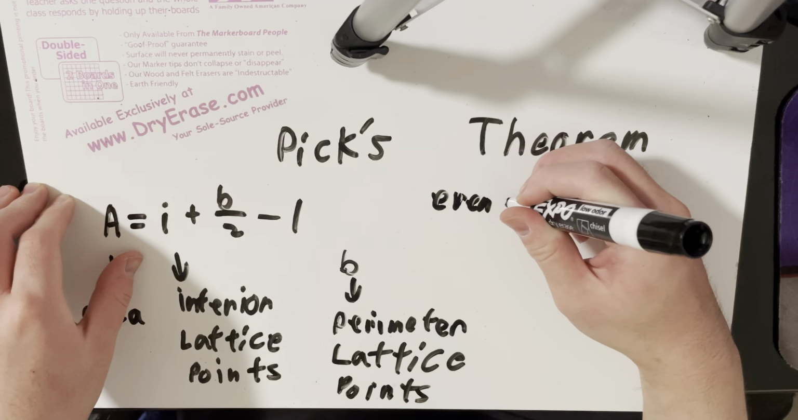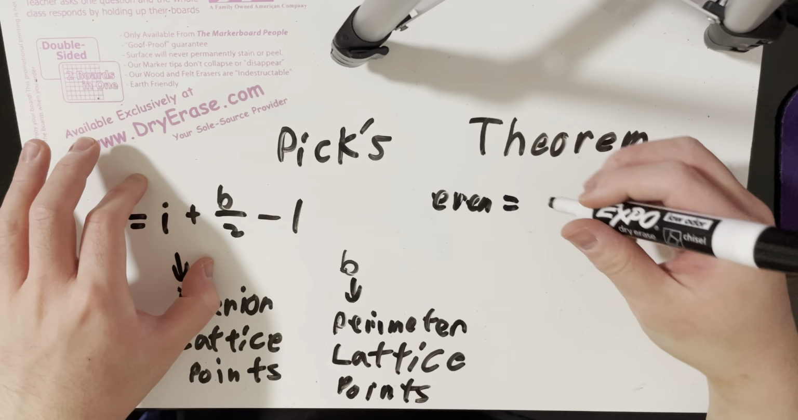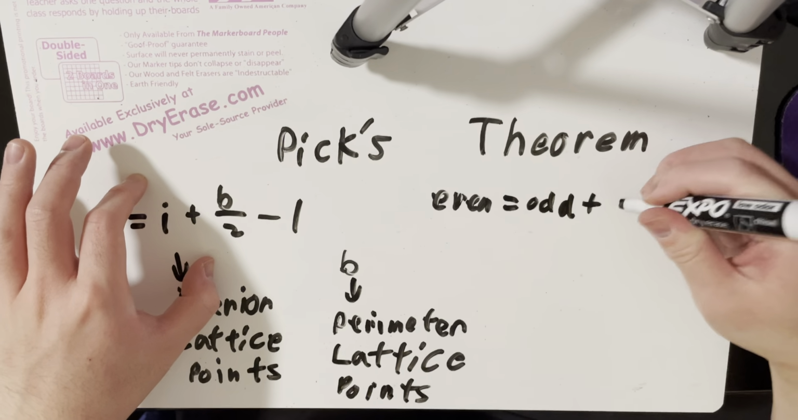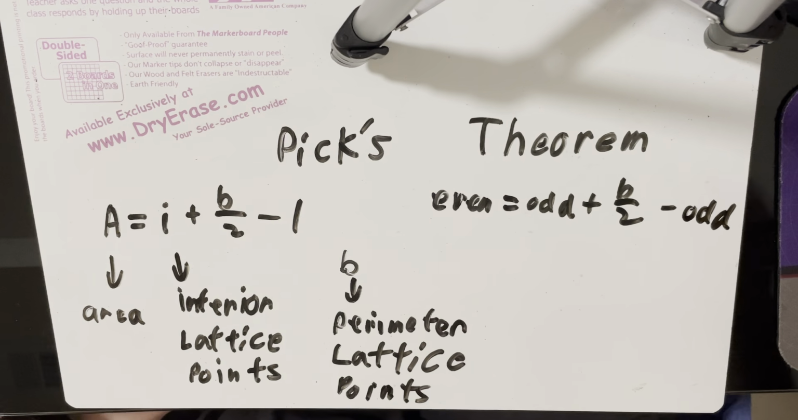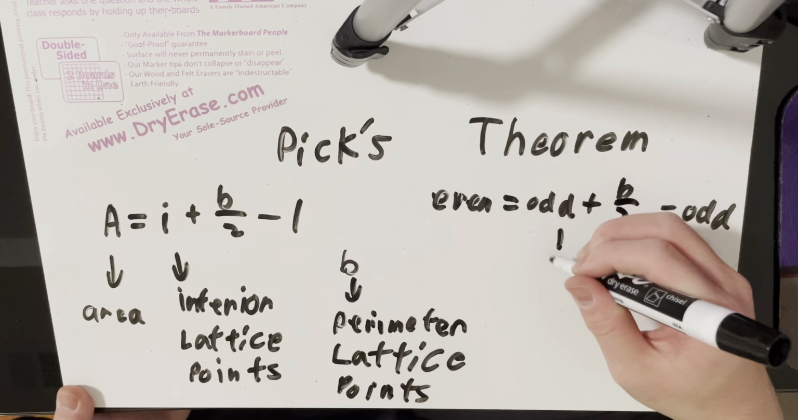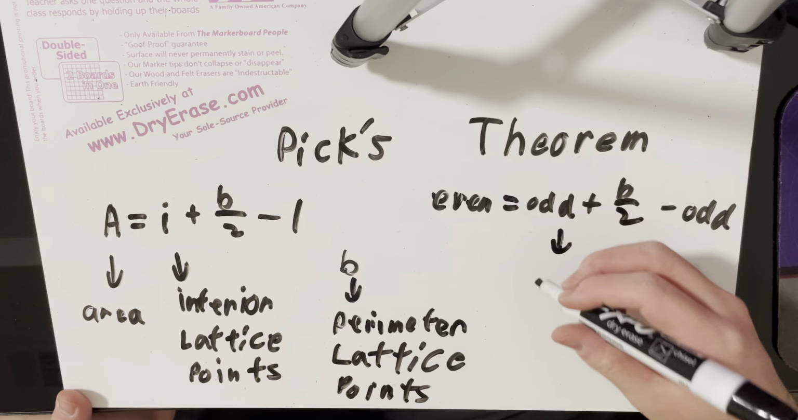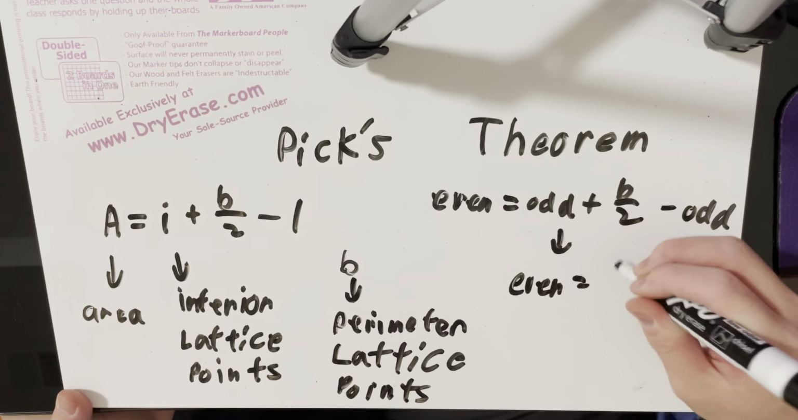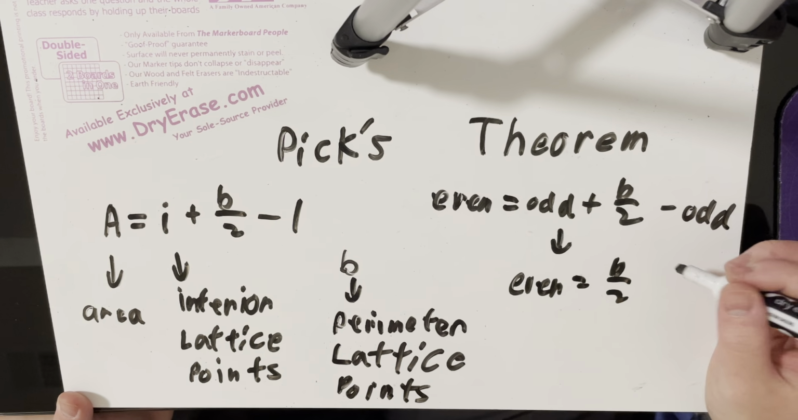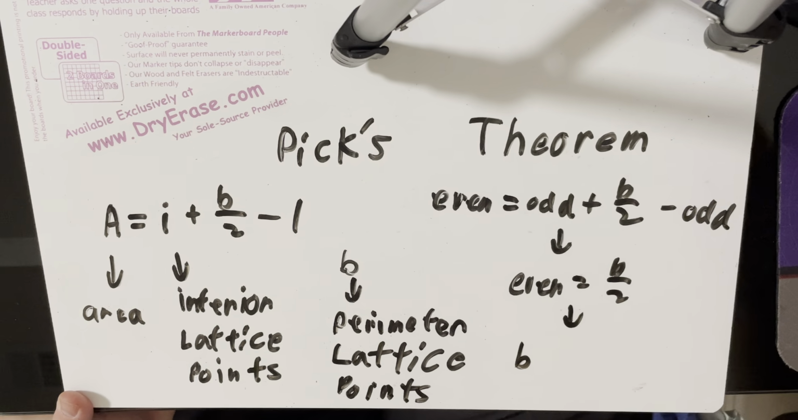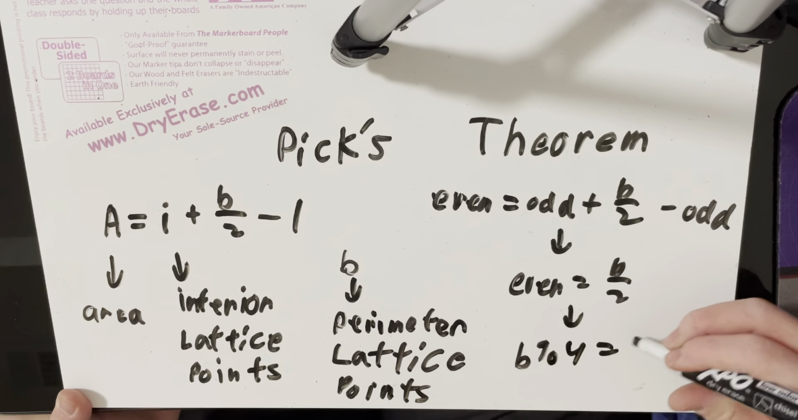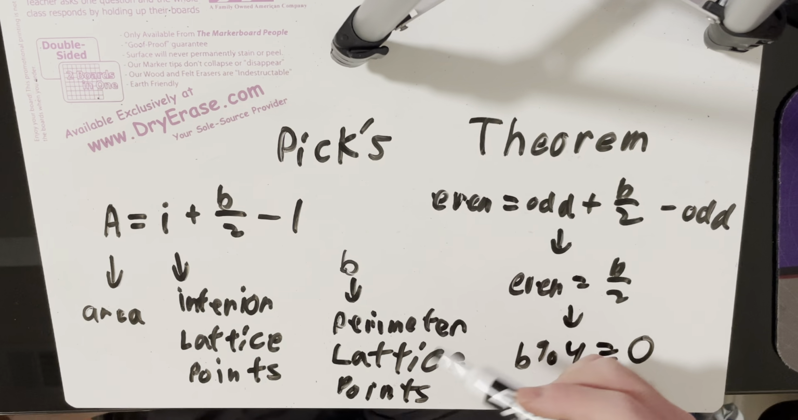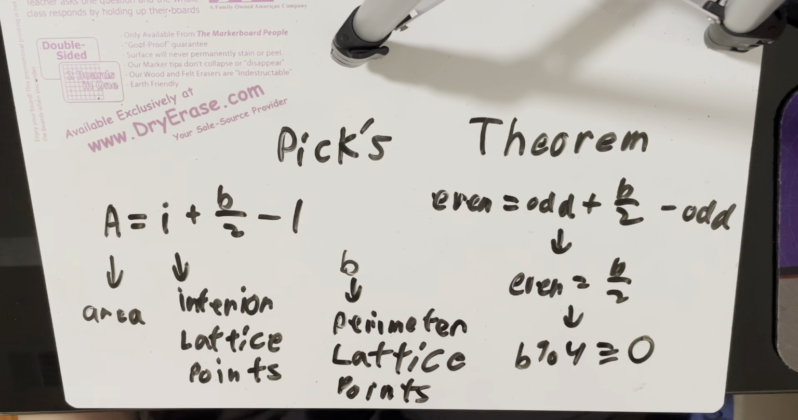So what this means is that A is always going to be an even number, and I will always be an odd number. And then this is plus some B over 2, and minus an odd number, because 1 is an odd number. So if we look at the parity of this equation, this implies that B over 2 has to be an even number. And this further implies that B mod 4 has to be equal to 0. So the number of lattice points on this triangle's perimeter has to be divisible by 4.